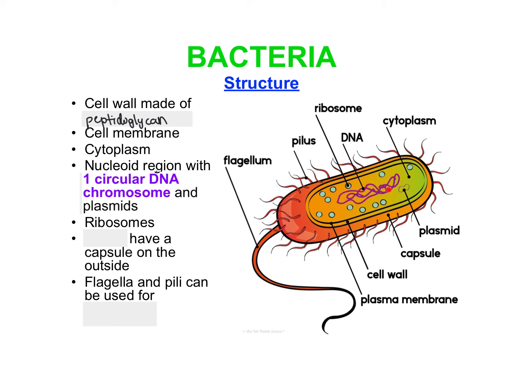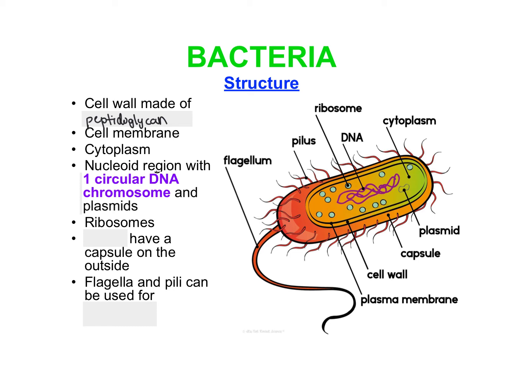And they also contain something that is called a plasmid, and these are these extra little circular structures of DNA that follow different rules in reproduction than our normal chromosomes do. Then we have ribosomes, and these are our little dots floating out here in our cells. Ribosomes are responsible for making proteins.